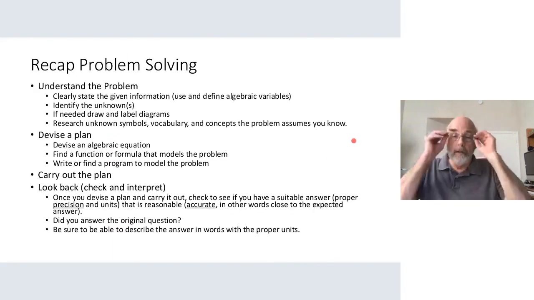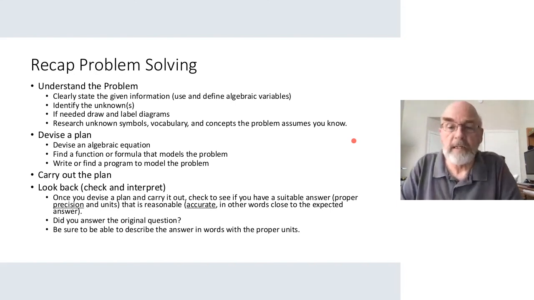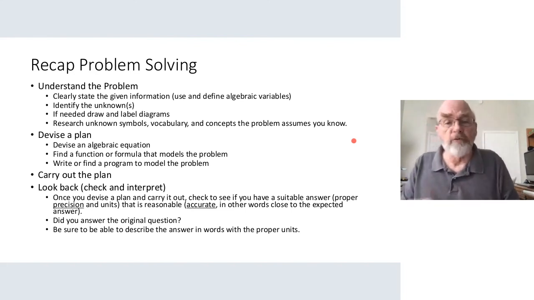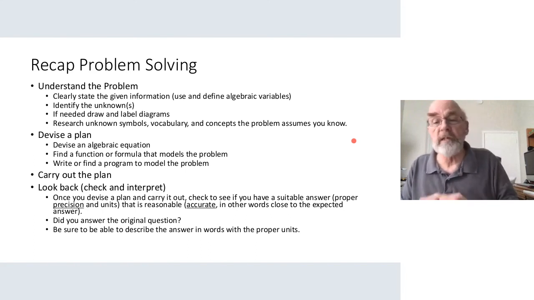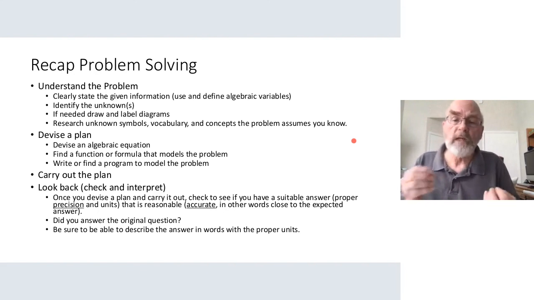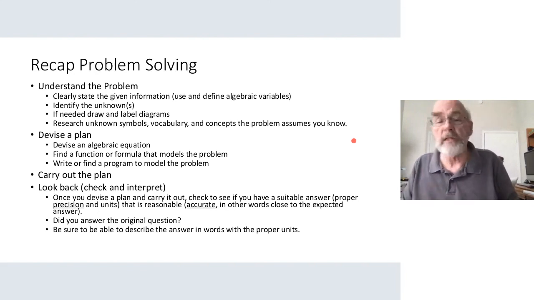Okay. To recap quickly, clearly state the given information. This is an important thing. This takes up a lot of time, understanding the problem. Identify the unknowns. If needed, draw and label diagrams. We've seen that in the physics problem. Research unknown symbols, vocabulary, concepts that the problem assumes you know. If you don't know them, spend time understanding them. Devise a plan. We use the algebraic technique, but there could be other things. Maybe you have a formula or a function that you can just put your known values in and come up with an unknown, and then, of course, test it out.